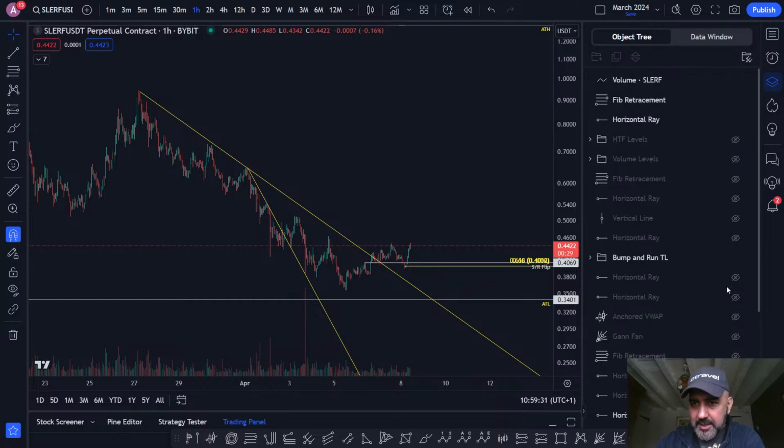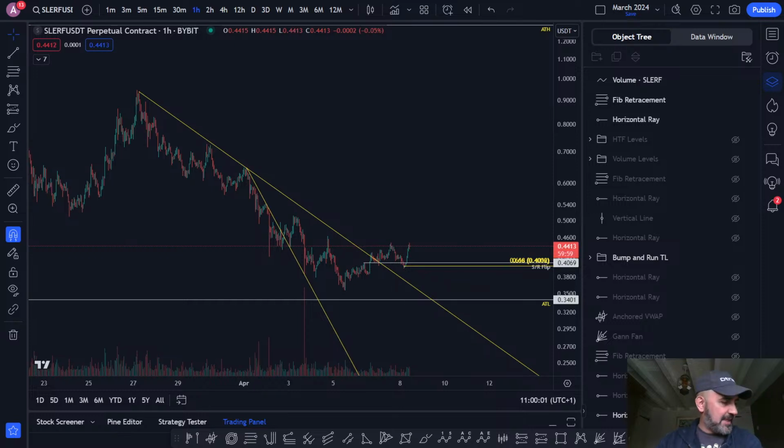Let me show you the image. Oh, I don't have it here. Let me find the image again. So it's called the bump and run reversal pattern. I'll show you the image. Now I've talked about this in my previous live streams. The problem with the images that I find on the net is that they're always a reversal to the downside. It's hard to find one with a reversal to the upside.